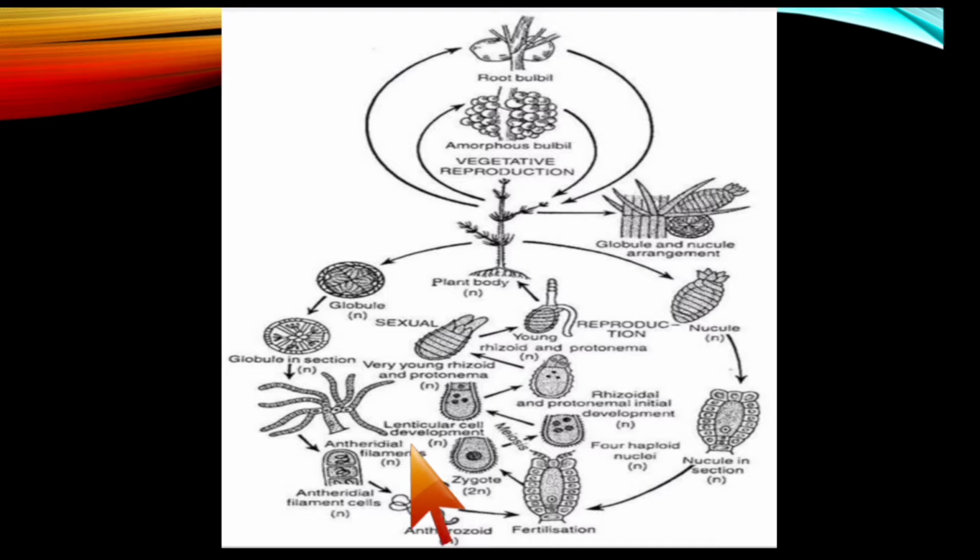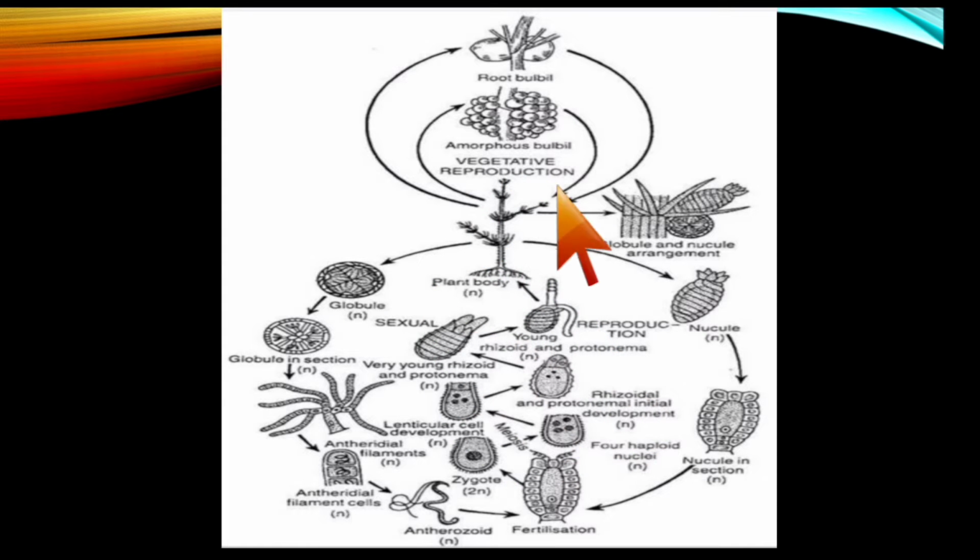So these antherozoids will fuse with the haploid nuclei of the egg cell to form the zygote. And here, as you can see, both the egg nucleus and the antherozoid are haploid. But when they fuse together, they will give rise to a diploid zygote. In the whole life cycle, this zygote will germinate and give rise to a young plant, which will finally develop into the whole plant body.